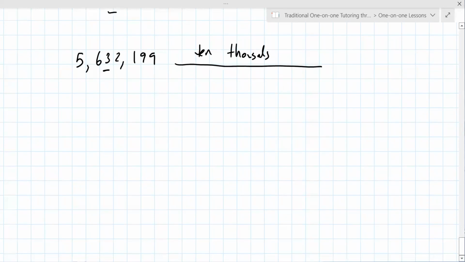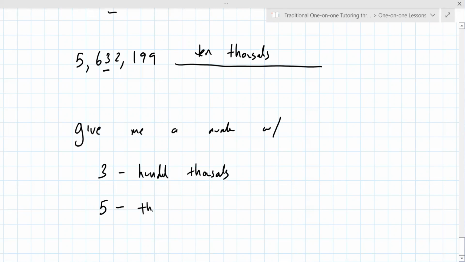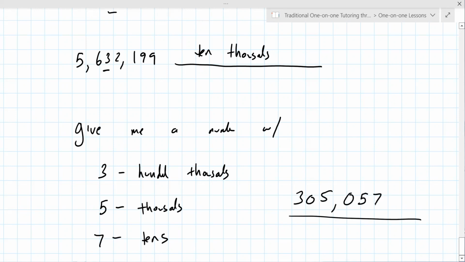Okay, so here's a problem for you. Give me a number with the following: 3 in the 100,000s, 5 in the thousands, 7 in the tens. Make up any number you want. 305,000 and 57. Or no, sorry, 75. That's what I meant. Yes, okay, that does work.